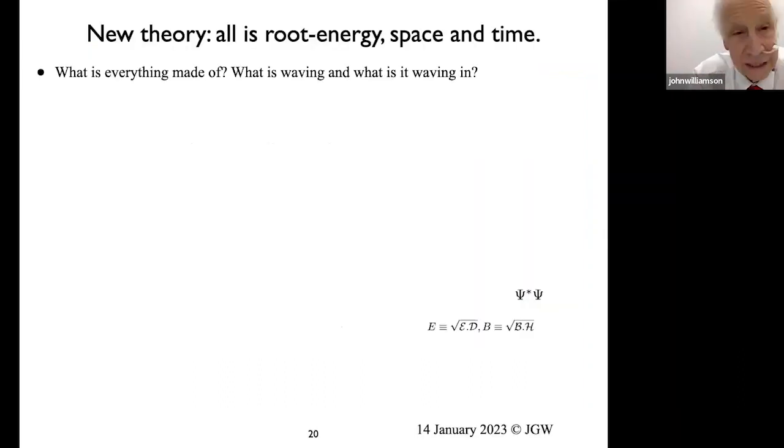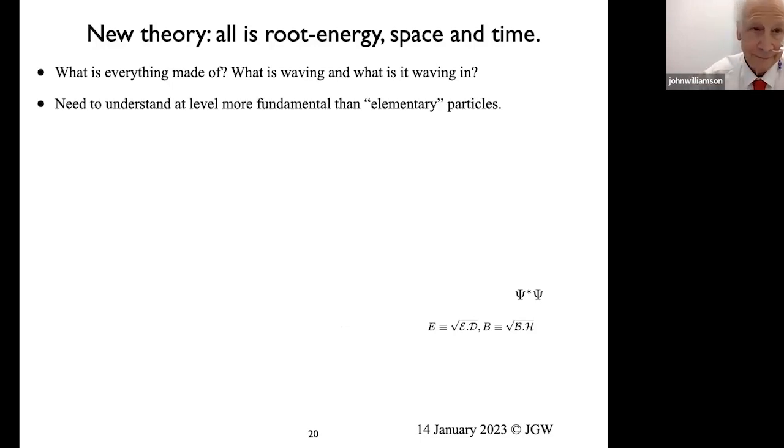So what's everything made of in the new theory? What's waving and what's it waving in? Well, we need to understand this at a level which is more fundamental than the elementary particles themselves. So we're not going to say we have a photon and it waves, or guess what? Electrons, we've discovered wave, so we'll describe them with a wave equation, which is what one does at the moment. One imposes this as a condition. Why? Because that's what one observes. We need to understand this at a level which is more fundamental than just sticking it in.